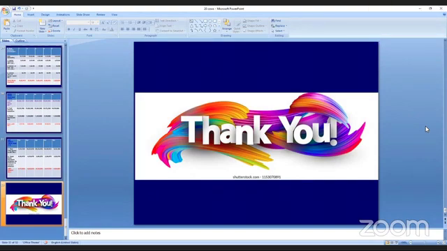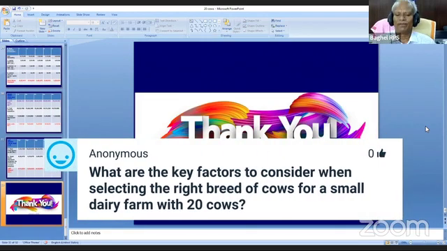What are the key factors to consider when selecting the right breed of cows for a small dairy farm with 20 cows? Madam, for 20 cows, it will be better to purchase our indigenous animals and keep them. As I told, Gir cow and Sahiwal are very good producers in India. But if out of 20, we can have at least 5 crossbred cows, their milk production will be double. That will increase the quality of milk as well as the total milk production.